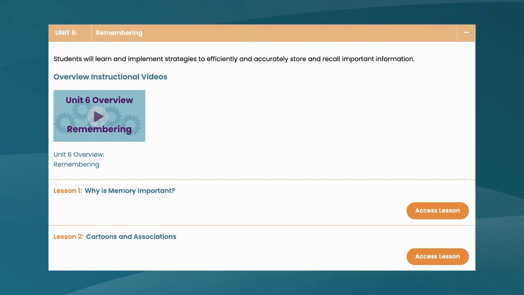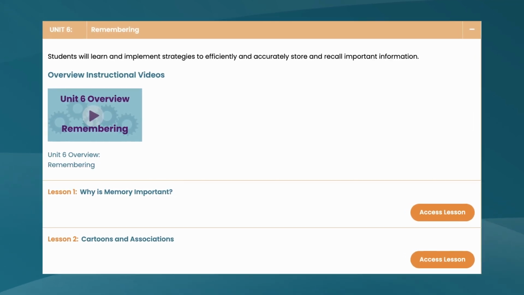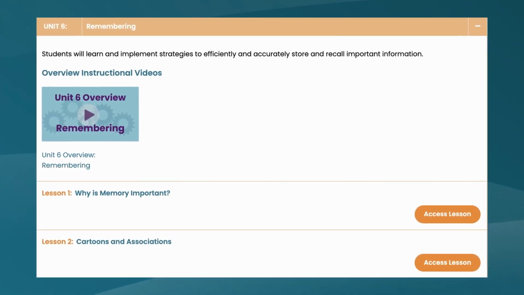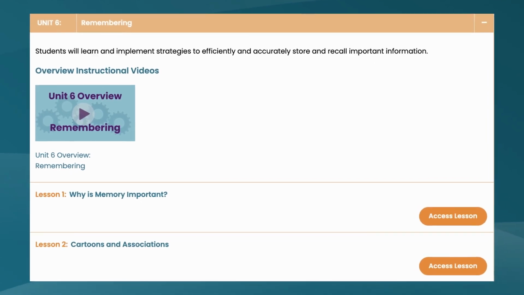The lessons in this unit will help your students learn how memory works and how to apply this knowledge to their academic work. They will come to understand the three components of memory. They will explore their own memory strengths and weaknesses, and they will learn a number of remembering strategies that they can use to recall important information.